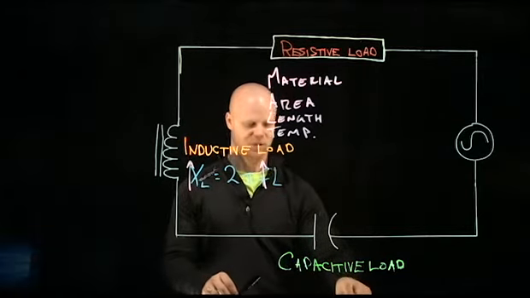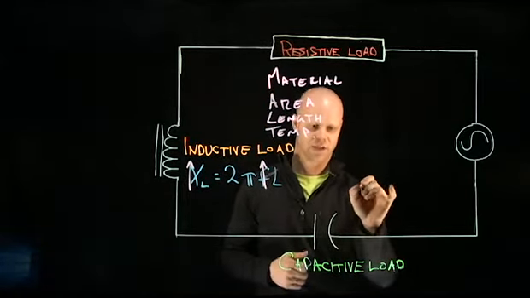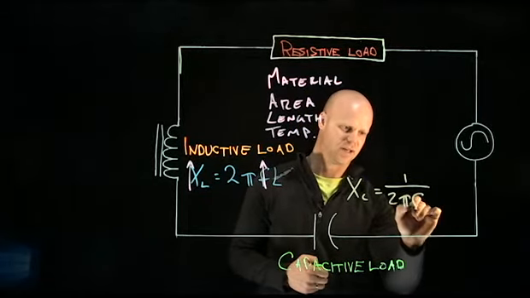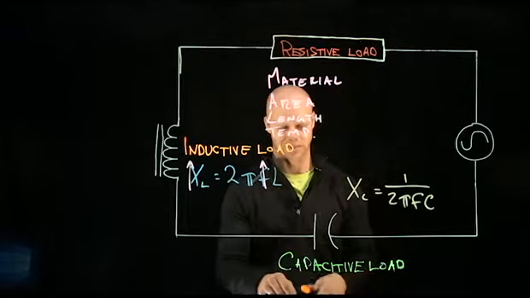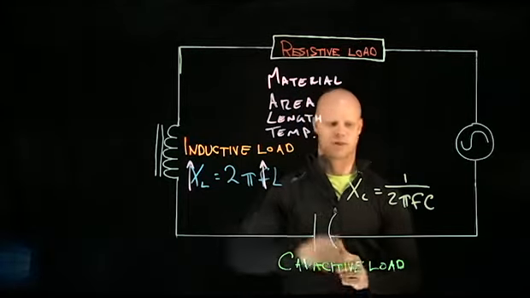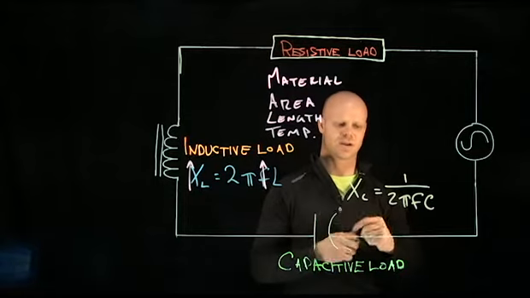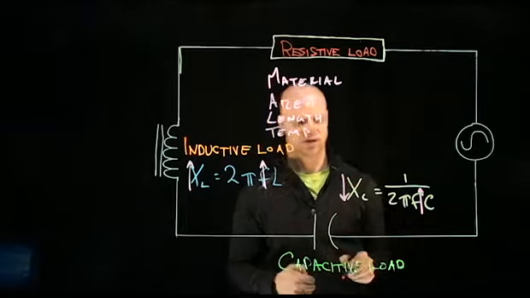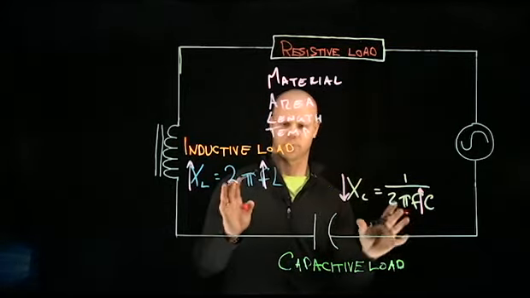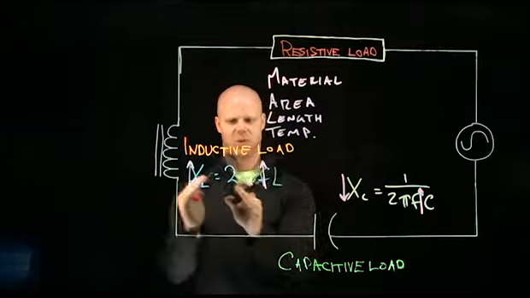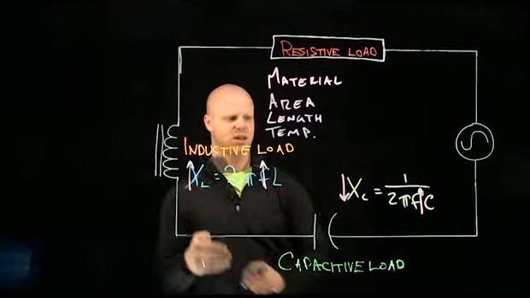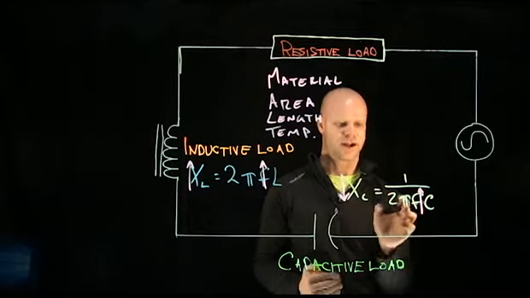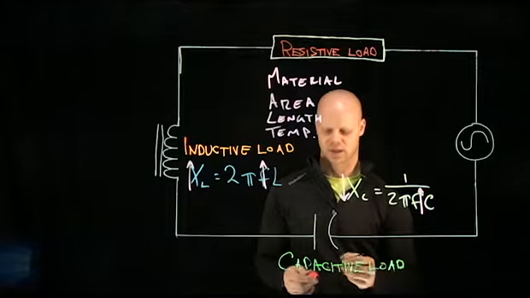The other thing can be said for a capacitive load. Capacitive reactance is XC, which is 1 over 2 pi FC. This is how I affect capacitive reactance. So in this case, we said frequency increased. Well, if I increase the frequency, I will actually decrease my capacitive reactance. And this is proportional. So if I doubled the frequency, I would double the inductive reactance. If I doubled the frequency here, I would actually halve the capacitive reactance because of the inverse characteristics.